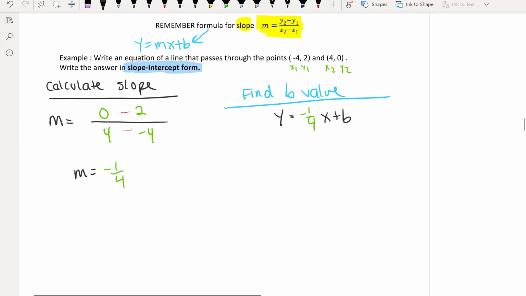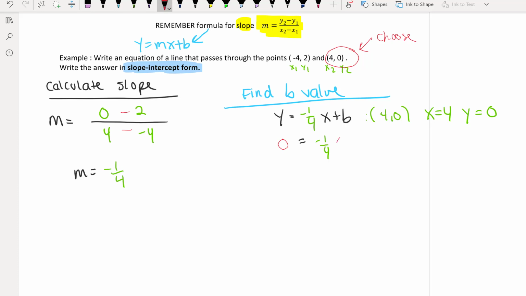So now from here, I need to figure out an x and y value. It doesn't matter, just choose one. So let's say I choose this ordered pair. The ordered pair that I'm choosing here is going to be 4, 0. So x is equal to 4 and y is equal to 0. So now my y value is 0, and I have it equals -1/4. My x value that I'm plugging in is 4, and I have a plus b.